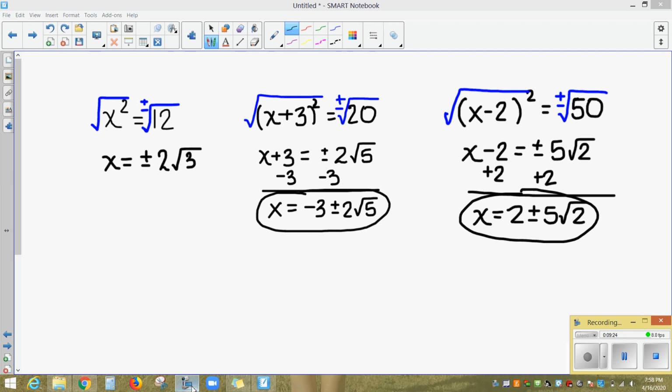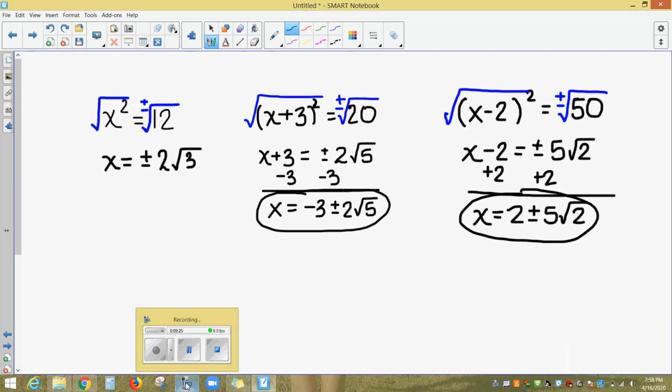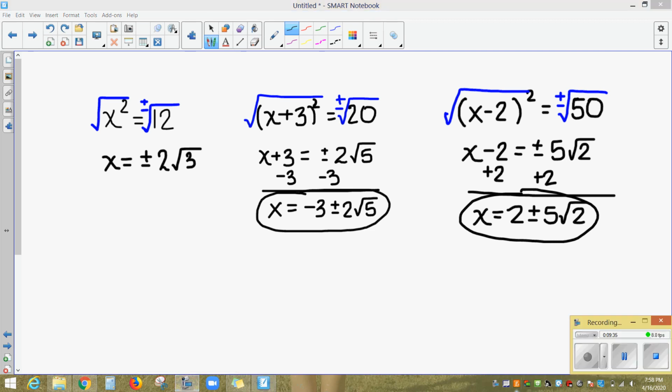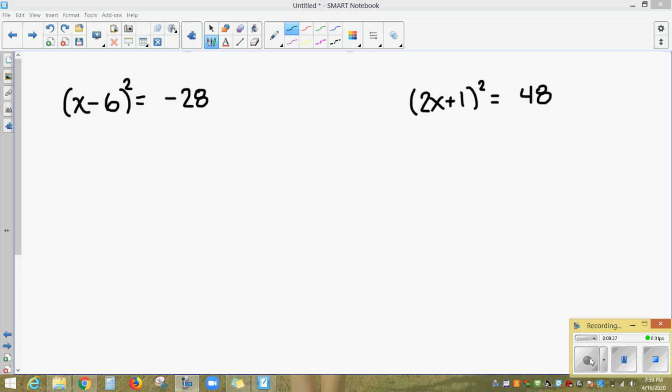Okay. I'm going to put another 1 or 2 up on the next page. Then you guys can pause the video and work them out, and then turn it back on and see if you're right, and then that's about as long as I need to go. Here are your 2 examples. Pause the video. When you're done, turn it back on. See how you do.